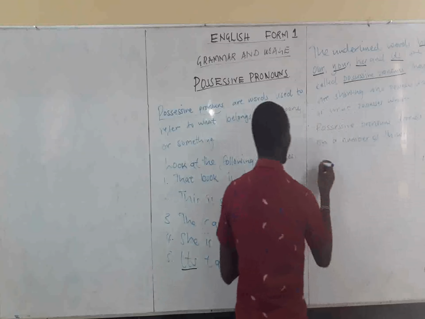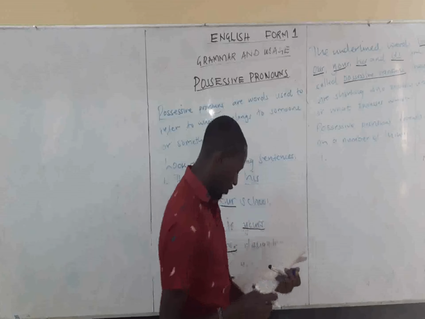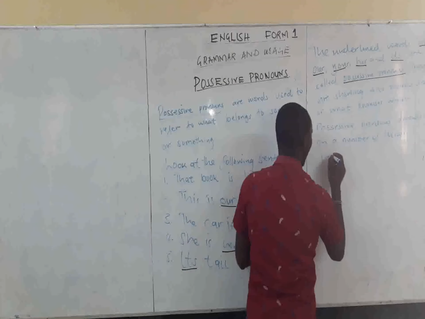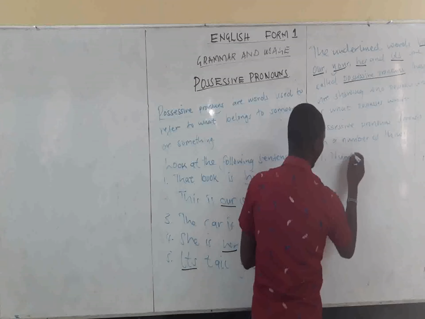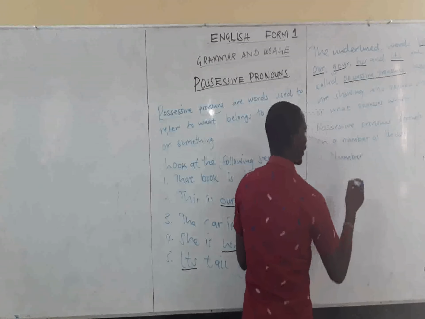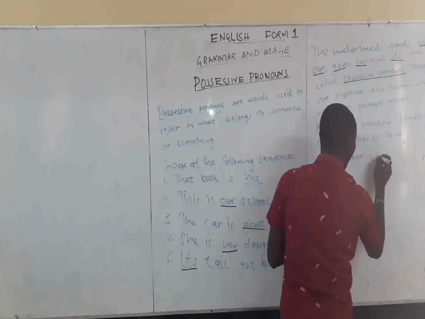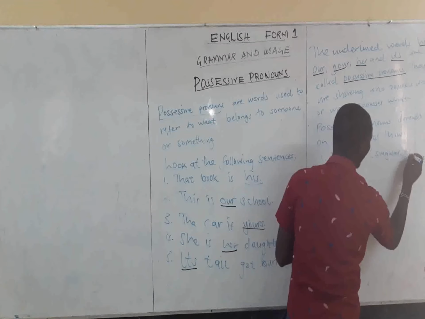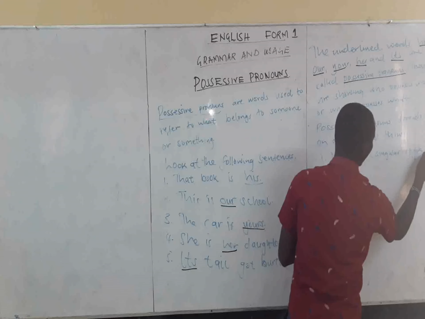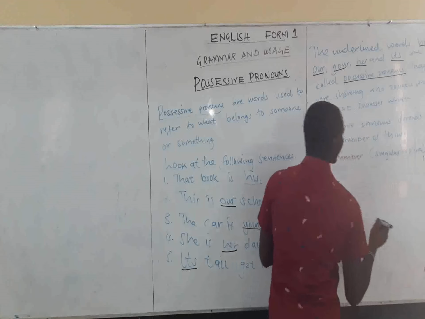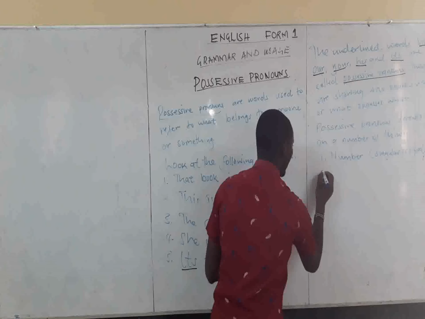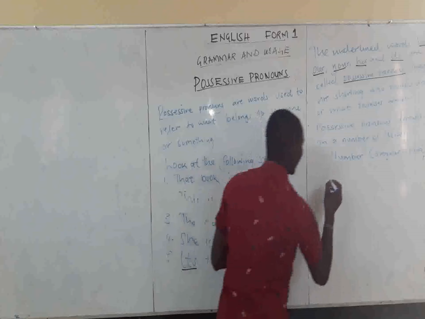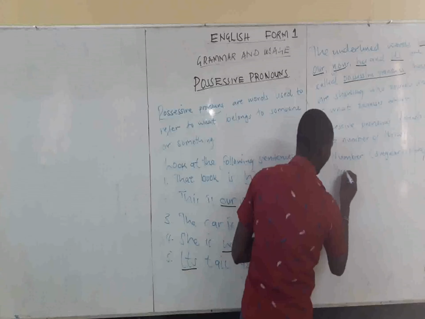A number of things. One, possessive pronouns depend on number, when what we mean by number is the singular or plural. And number two, you're able to note that they also depend on person.